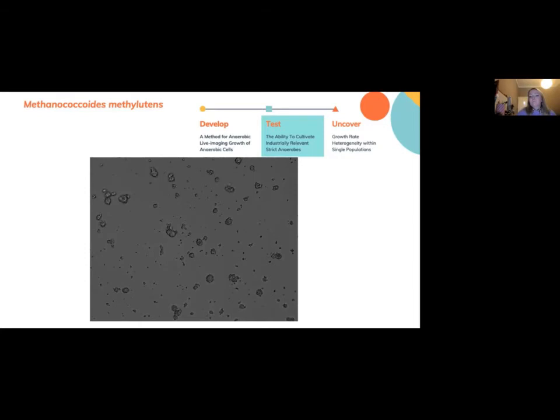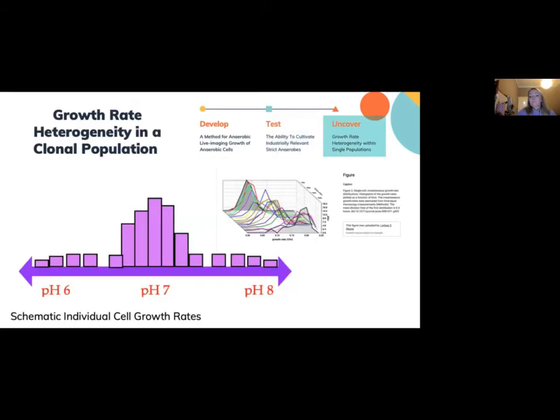And so we then wanted to uncover the growth rate heterogeneity in a clonal population. So looking at the individual cell growth rates under pH variation, from pH 7 to pH 6, and to test the distribution of the growth rates per individual cell, and see how the distributions change with an applied pH stress.